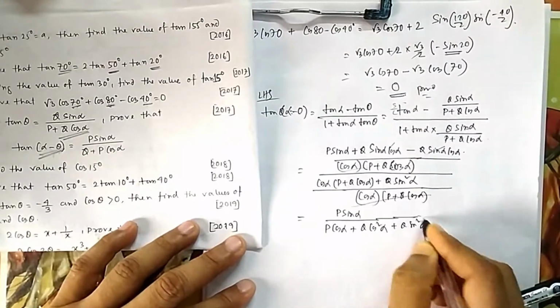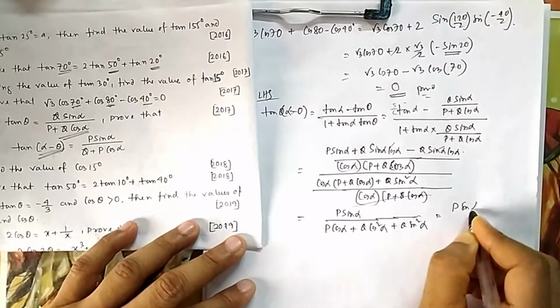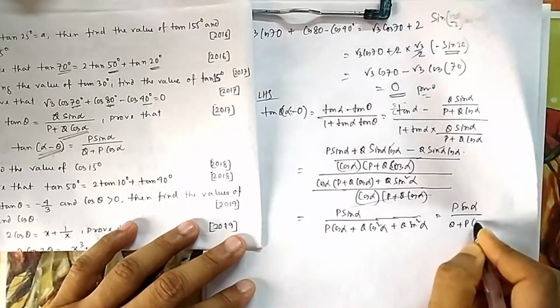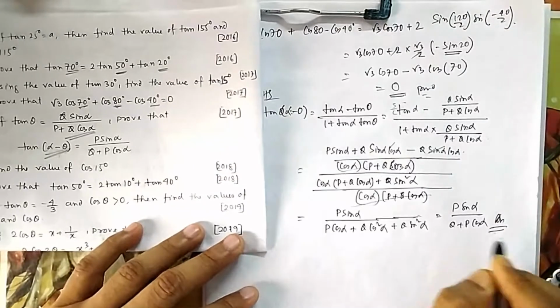Now cos square alpha plus sin square alpha is 1. So you can see it is already proved. So it will be q plus p cos alpha. Same idea, so it is proved.